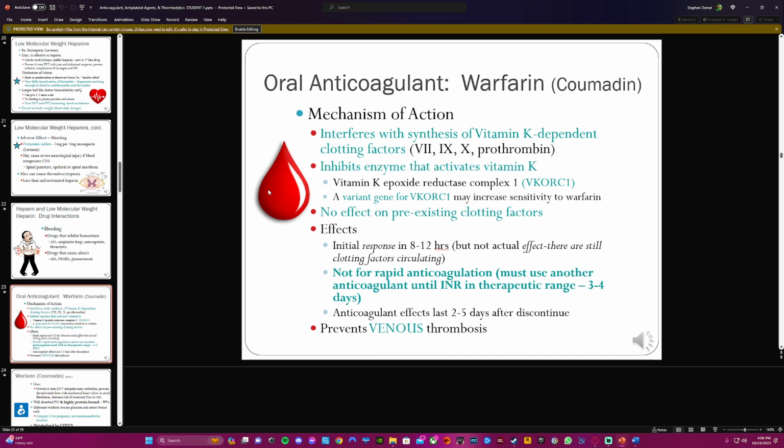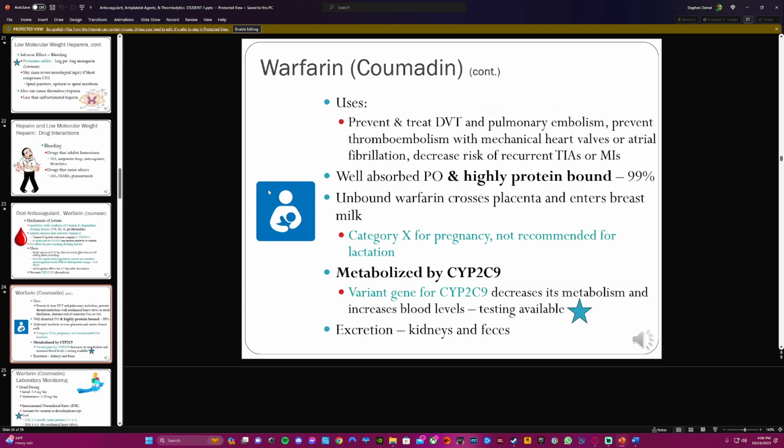The effects: initial response in 8 to 12 hours, but that is not the actual effect. There are still clotting factors circulating. This is not used for rapid anticoagulation and you must use another anticoagulant until the INR is in therapeutic range, from 3 to 4 days. Anticoagulant levels last 2 to 5 days after the discontinuation of the drug, and it prevents venous thrombosis.